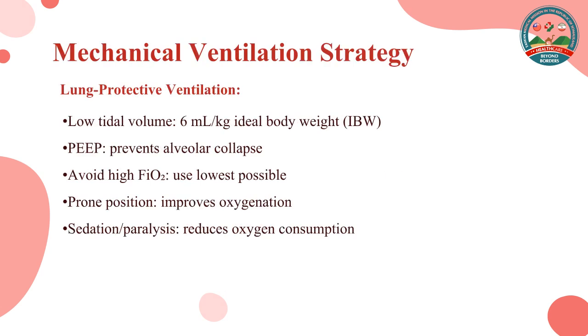Now let's talk about the ventilator strategy for ARDS. Everything we do here focuses on lung protective ventilation to prevent further lung injury. The first key point is low tidal volume ventilation, usually 6 milliliters per kilogram of ideal body weight. This prevents overstretching the alveoli, which is a major cause of ventilator-induced lung injury. Next is PEEP, which helps keep the alveoli open and prevents collapse, especially in the dependent parts of the lung.